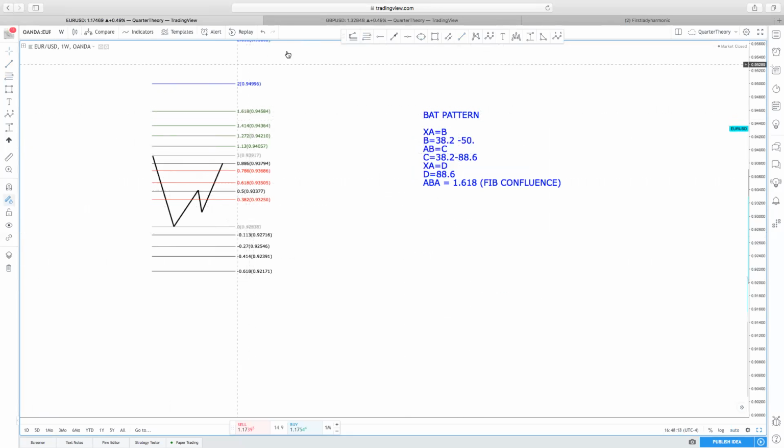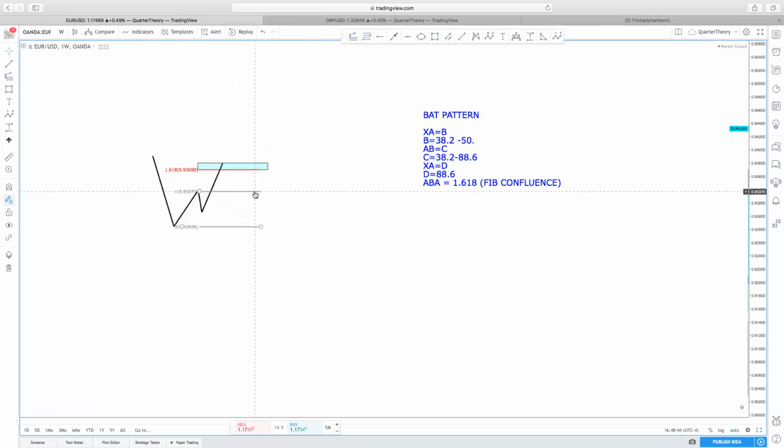And this is where I use my extension here. So my extension tool is here, and I'll go from A to B, and on the fib itself, A. And there's my 1618. And then what I would do, I would draw a box around my 886 and my 1618. And what this tells me is that this is my price reversal zone. So once price gets up into this box here, I'm looking for price to show some type of reaction of a reversal.